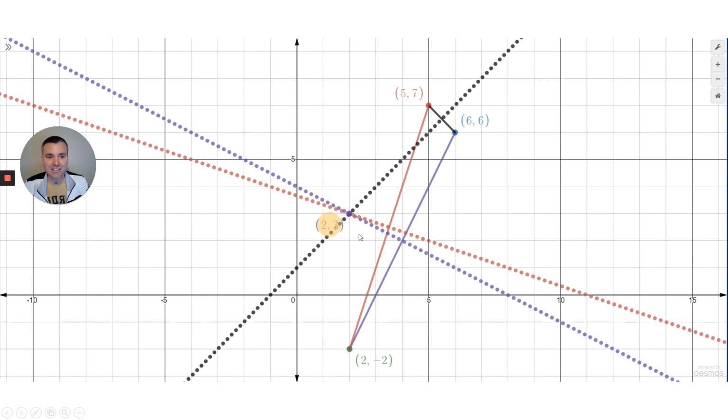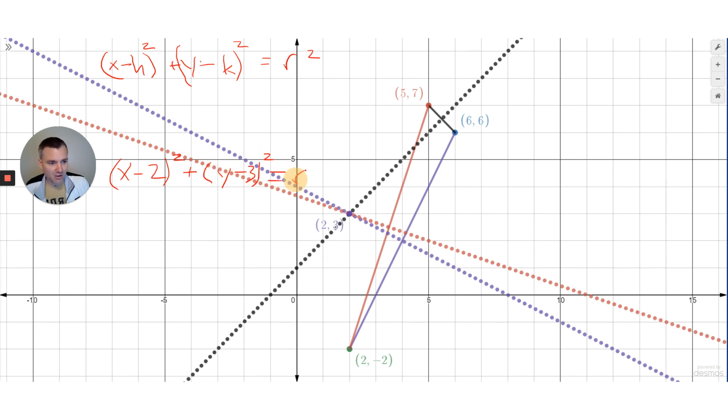Well, now the next thing I need to do is find the radius of the circle. Recall that the equation for a circle is x minus h, the quantity squared, plus y minus k, the quantity squared, equals r squared. We've got h and k, that's 2 and 3. So x minus 2, the quantity squared, plus y minus 3, the quantity squared. But we still need r squared.